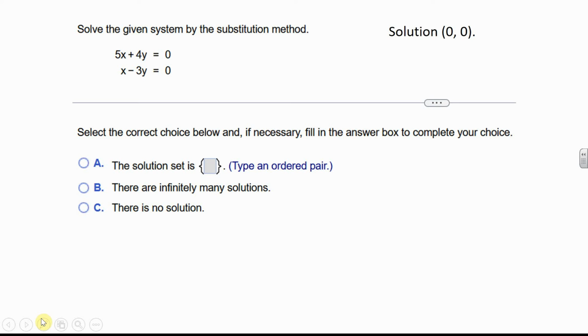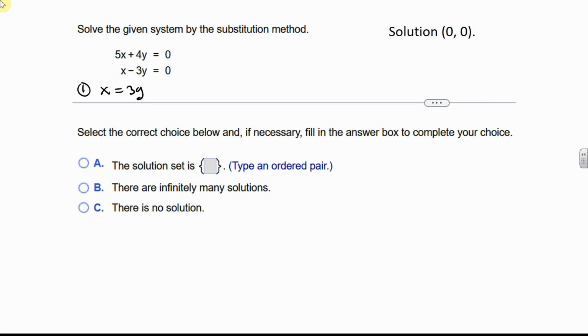All right. So here, solve the given system by the substitution method. So what we're going to do is we're going to do step 1. It doesn't matter which variable, which equation that you get. Personally, I try to get the one that I think is going to be easiest to get, if at all possible. Notice for that second equation that x is by itself. So I'm going to try that. So here, I get x is equal to 3y. Does that make sense? x minus 3y equal to 0. Add 3y to both sides. x equal to 3y.